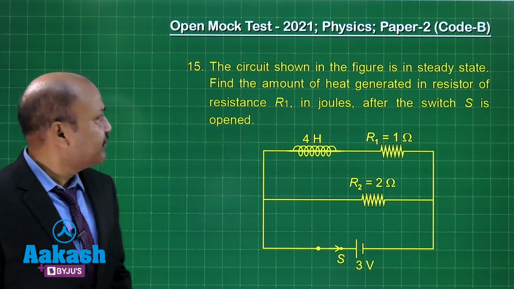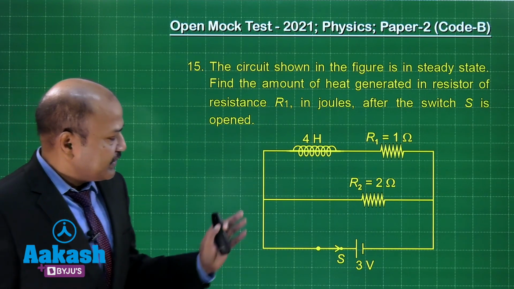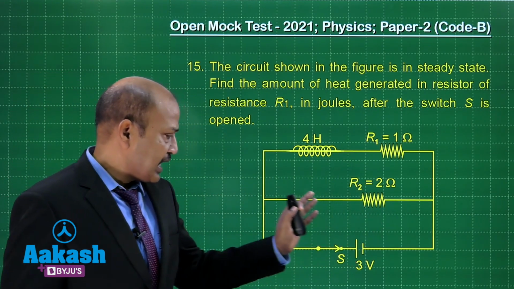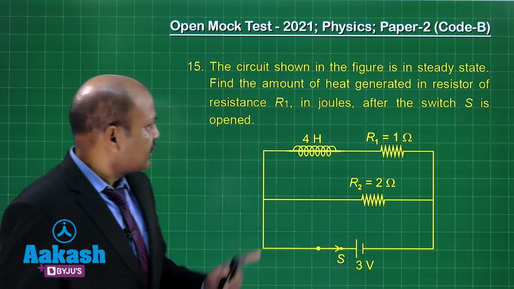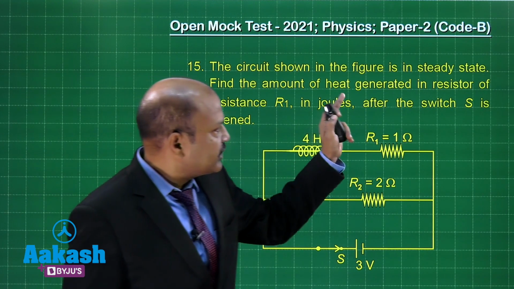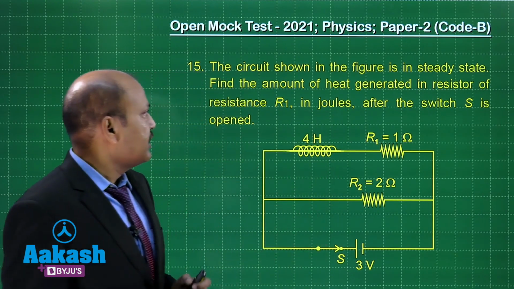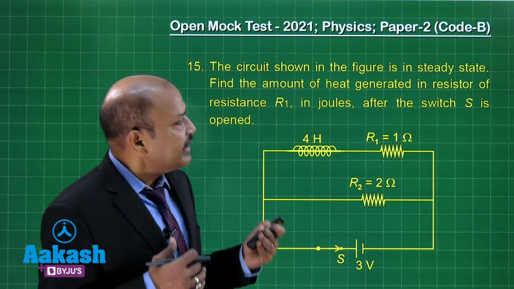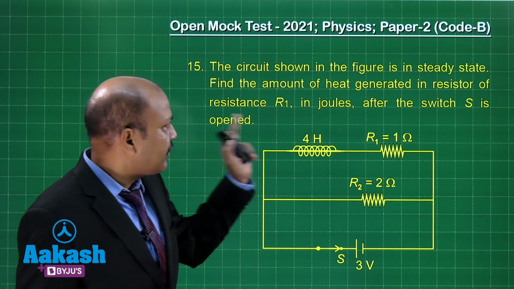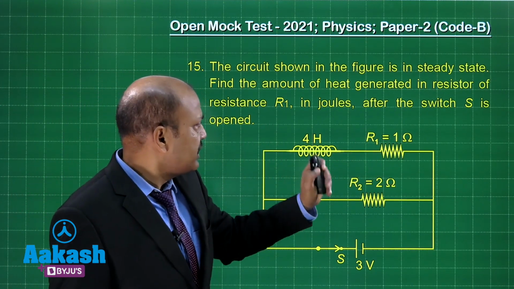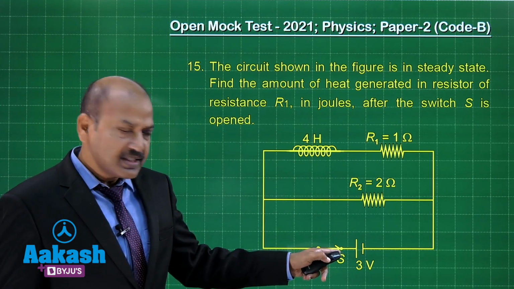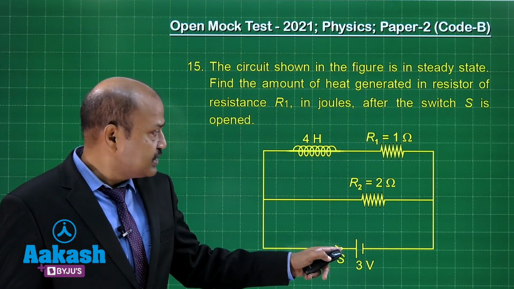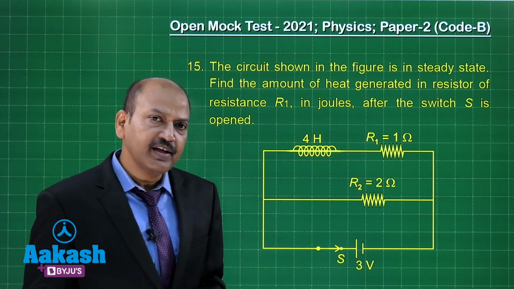Let us discuss question 15 now. We can see that there is a circuit having a cell, an inductor and 2 resistors. The question says the circuit shown in the figure is in steady state. Find the amount of heat generated in resistor of resistance R1, whose value is given as 1 ohm, in joules after the switch S is opened. So, what happens after this switch is opened? What is the amount of heat produced in R1?